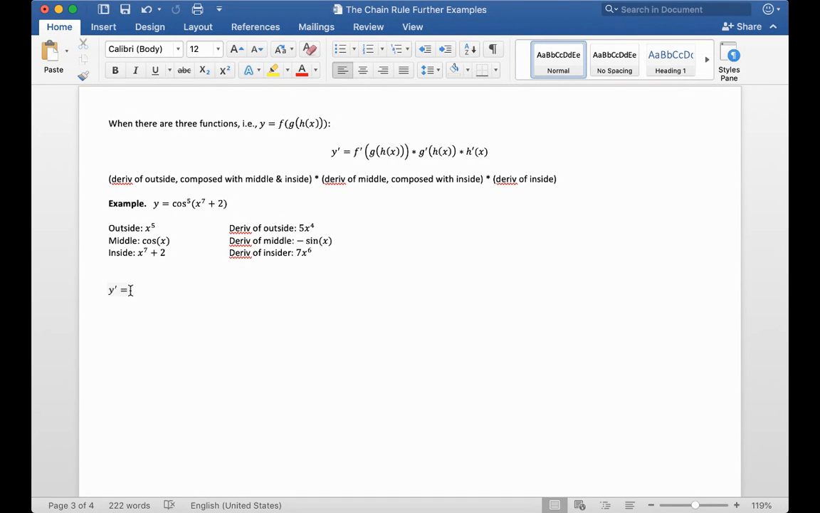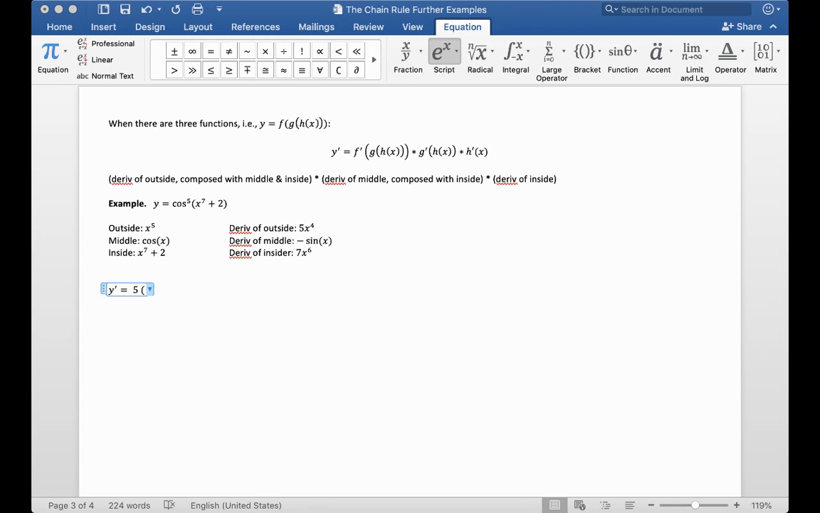So now let's see what we do to calculate the derivative of this function. And so I'm going to try to at least start by thinking about it in this way here, where it's just the derivative of the outside times the derivative of the middle times the derivative of the inside. And I'm going to temporarily skip over the composing part. So the derivative of the outside function is 5 something to the fourth power.